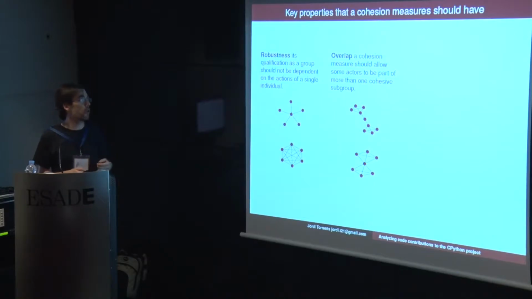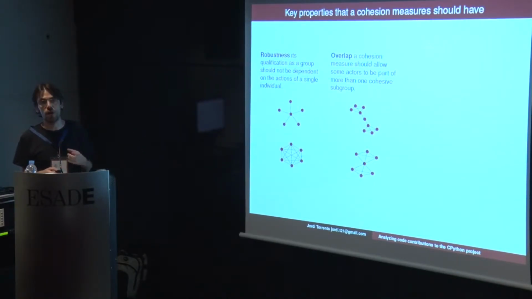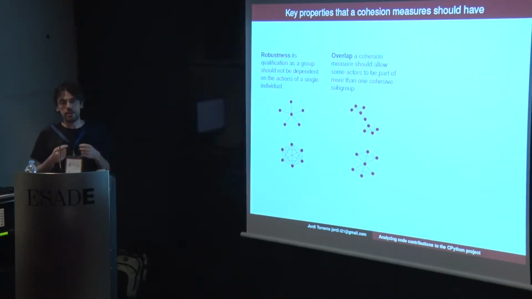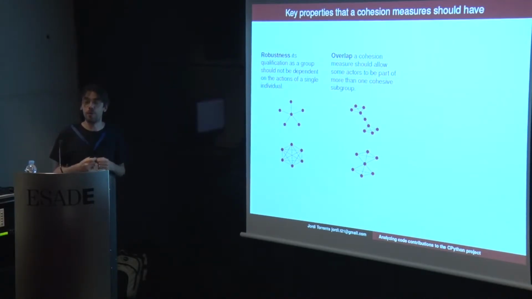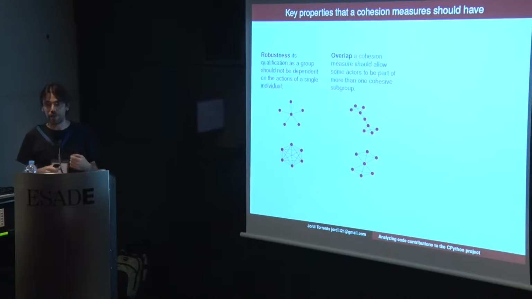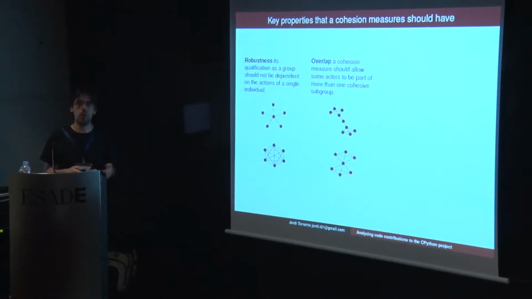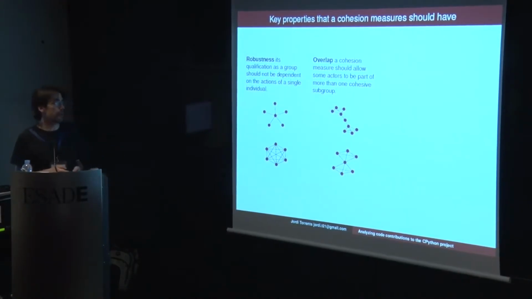Also, a measure of group cohesion should allow for overlapping, because a person is not only affiliated with one group inside an organization, but is in more than one group. And this overlap of people in different groups is very important information, especially for the kind of things in which we are interested, that is cooperation.